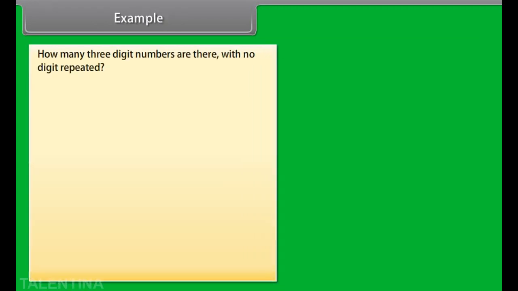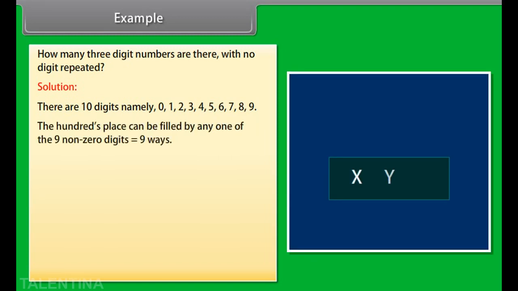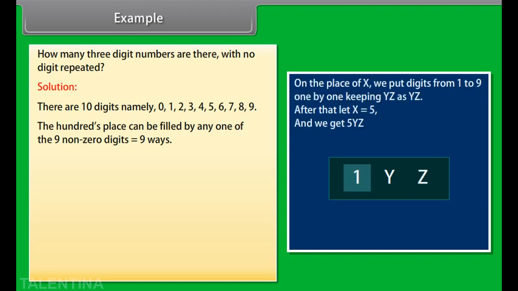Example: how many 3-digit numbers are there with no digit repeated? Solution: there are 10 digits, namely 0, 1, 2, 3, 4, 5, 6, 7, 8, 9. The hundreds place can be filled by any one of the 9 non-zero digits, which is equal to 9 ways.